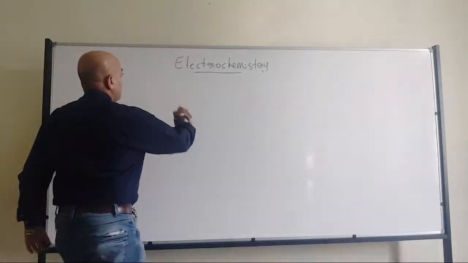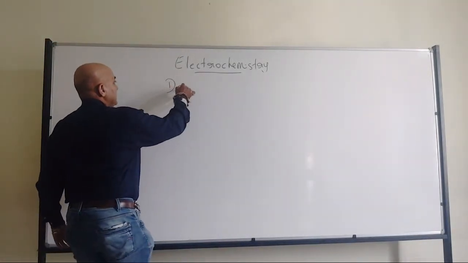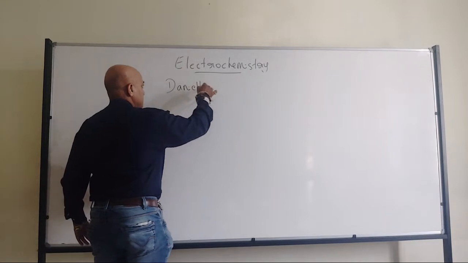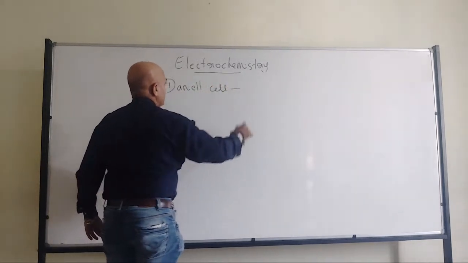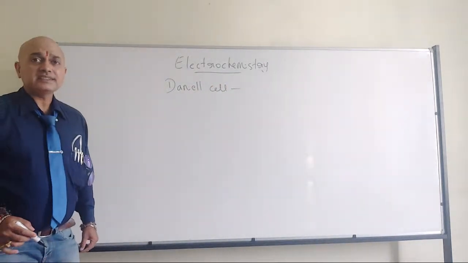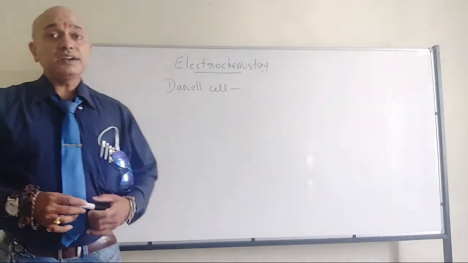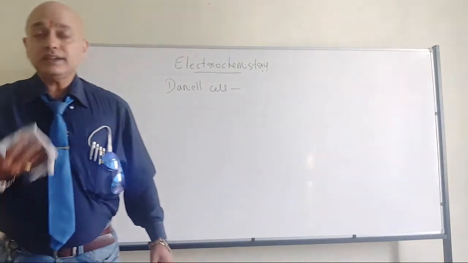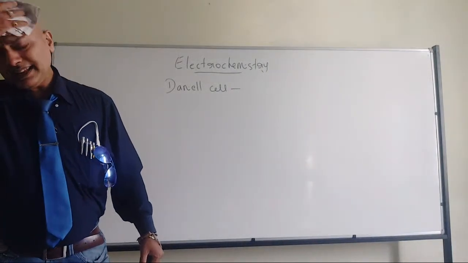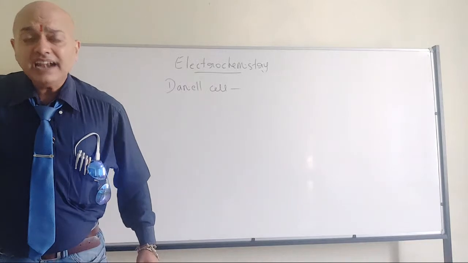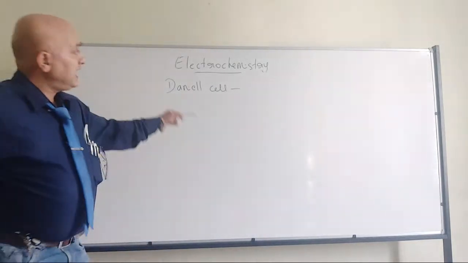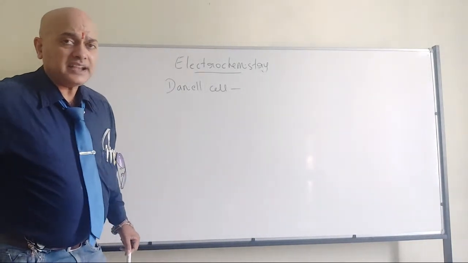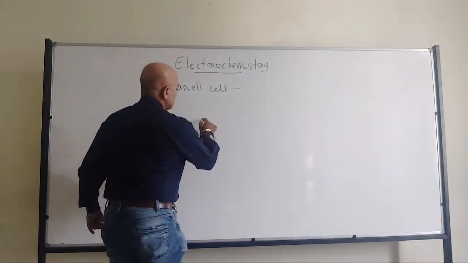Okay. Now I am going to write the Daniell cell, which is nothing but a type of galvanic cell only. I am using the words type of, which means galvanic cell is a broad term. Voltaic cell is a broad term. Under that category we have the Daniell cell.